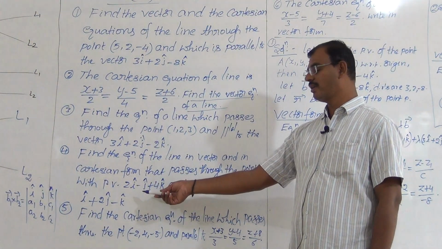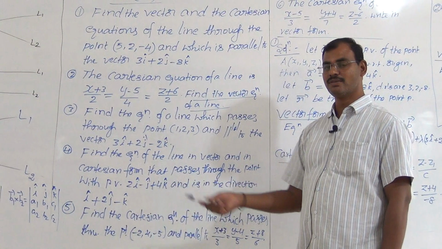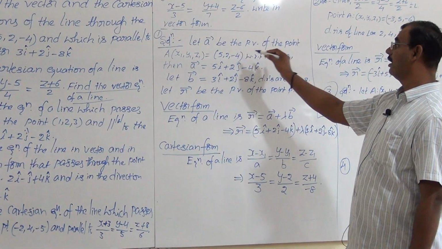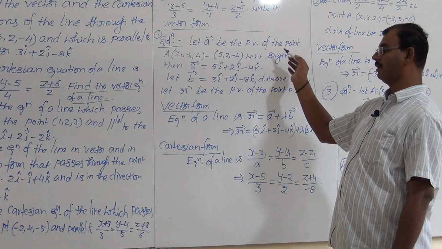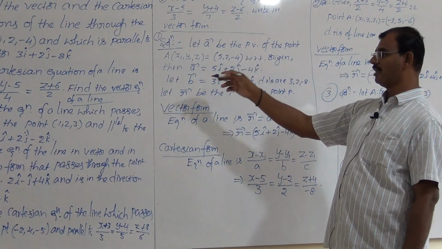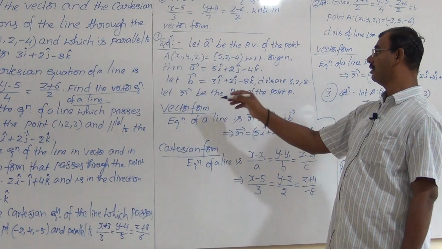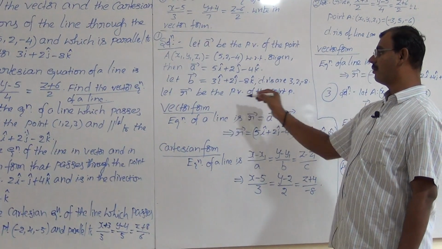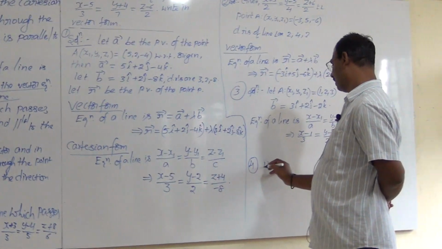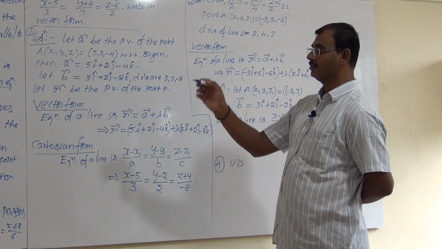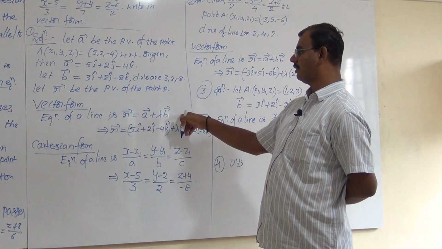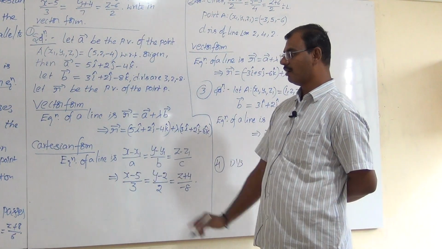What are the DRs here? 1, 2, minus 1. So using vector form, let a bar be the position vector of the point A with respect to origin. A bar is given, B bar is given, so take the DRs. Let r bar be the position vector of the point. So do it yourself. This is similar to the first question model. Equation of a line in the vector form. Equation of a line in the Cartesian form.